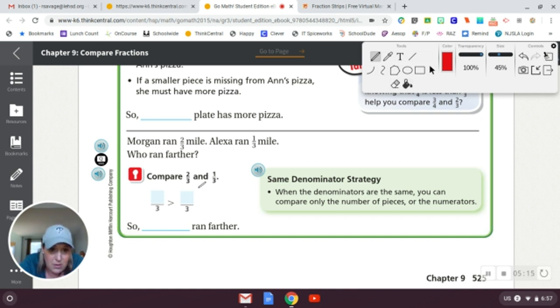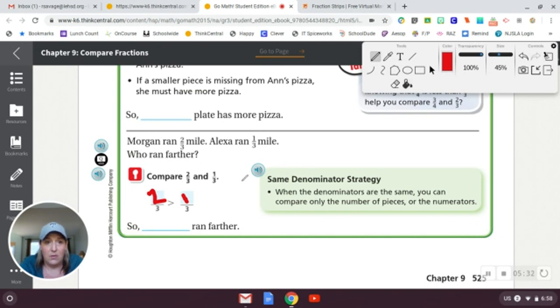So we've got 2/3 and 1/3. Which one of those is going to be bigger? Well, I know that 2 is bigger than 1. So 2/3 is going to be greater than or bigger than 1/3.